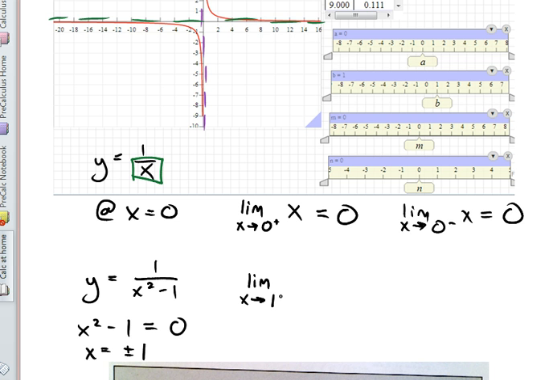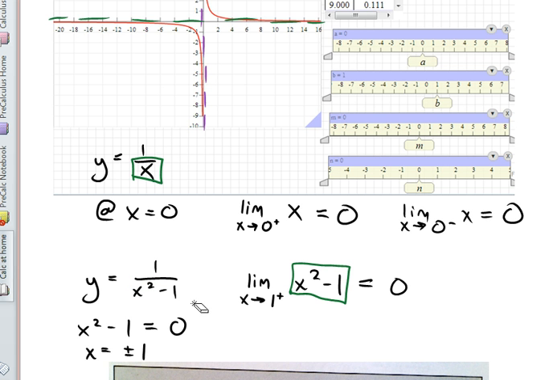It's saying the same thing, but using the language of limits, we'd say that as x approaches 1 from the right, x squared minus 1 becomes 0. And that's the denominator right there. X squared minus 1 is the denominator. So using limits, we can say that the denominator will approach 0 as x approaches 1 from the right or the left. And the same thing with negative 1.